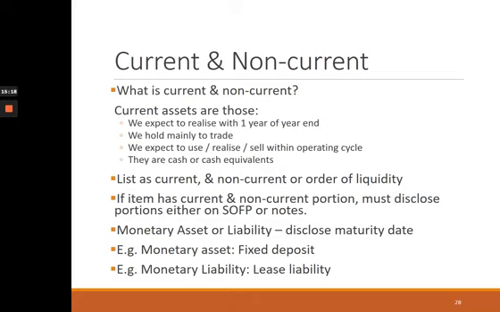So we usually list our current and non-current assets in an order of liquidity. So if an item has a current and non-current portion, we must disclose those portions either on the face of the statement of financial position or on the notes to the financial statements. If you have a monetary asset or liability, we need to disclose the maturity date of that monetary asset or liability. So an example of a monetary asset would be something like a fixed deposit that you have in the bank and that will mature after a certain period of time. A monetary liability would be a lease liability that would also mature after a certain period of time.